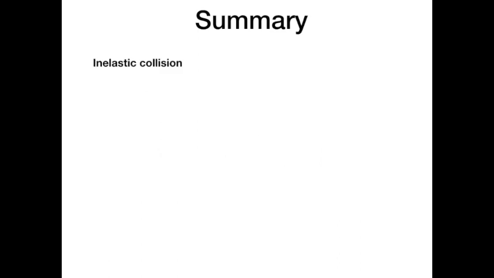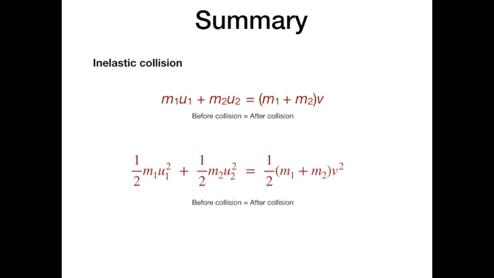In terms of inelastic collision, we can use the momentum m1u1 plus m2u2 equals m1 plus m2 times v. For kinetic energy, half m1u1 square plus half m2u2 square equals half m1 plus m2 times v square.